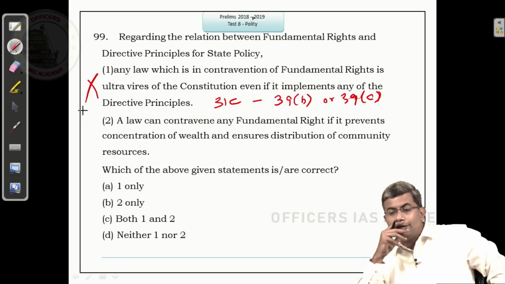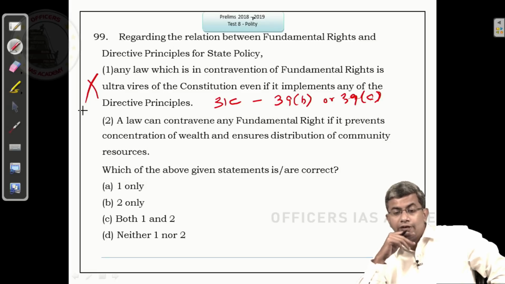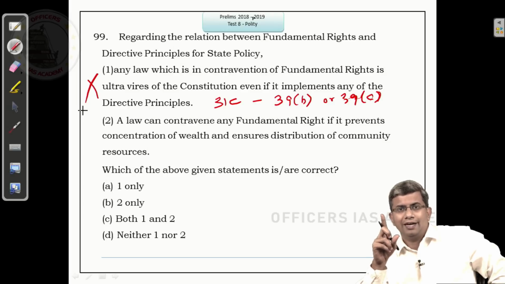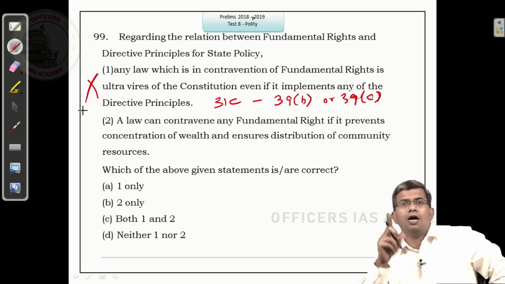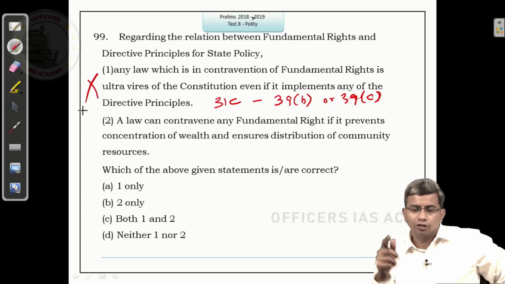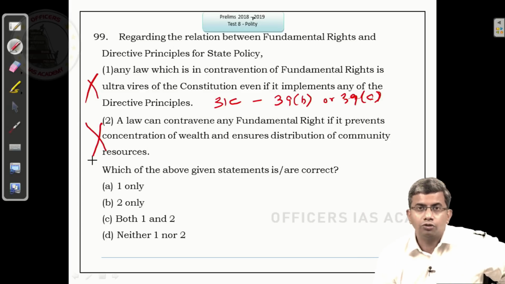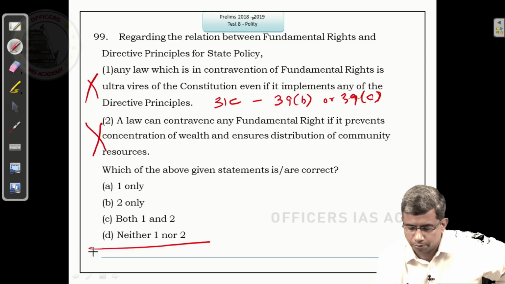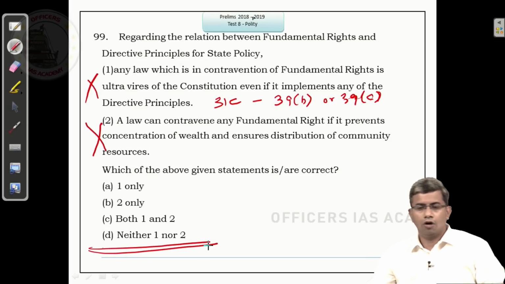A law can contravene any fundamental right if it prevents concentration of wealth and ensures distribution of community resources. No, it can contravene only Article 14 or Article 19. It cannot contravene Article 21, which is right to life. It cannot contravene Article 22, which is protection in case of detention. It cannot contravene Article 25, which is your right to religion. It can contravene only Article 14 or Article 19. So, the second statement is also wrong. So, the correct answer for this is neither 1 nor 2.